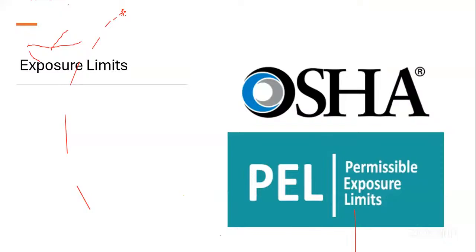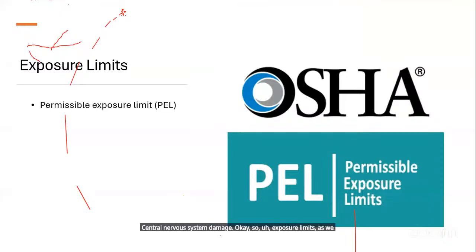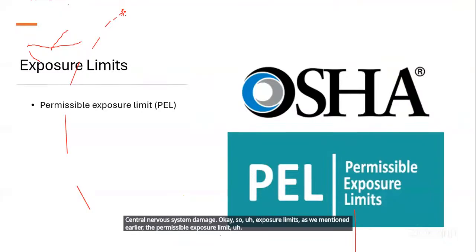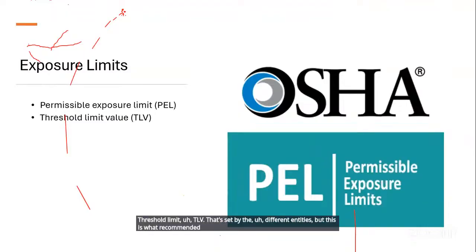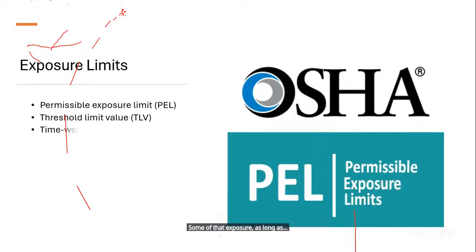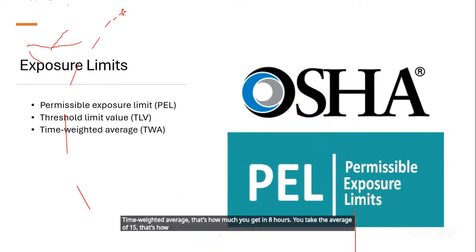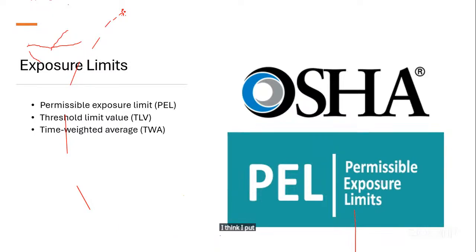Okay, so exposure limits, as we mentioned earlier. The permissible exposure limit, PEL, that's the limit that you're allowed to get for 8 hours. Threshold limit, TLV, that's set by different entities, but this is what is recommended to have through your lifetime, because it will accumulate. The time weighted average, that's how much you get in 8 hours. You take the average of it, and that's how much you're allowed to get within a working day.